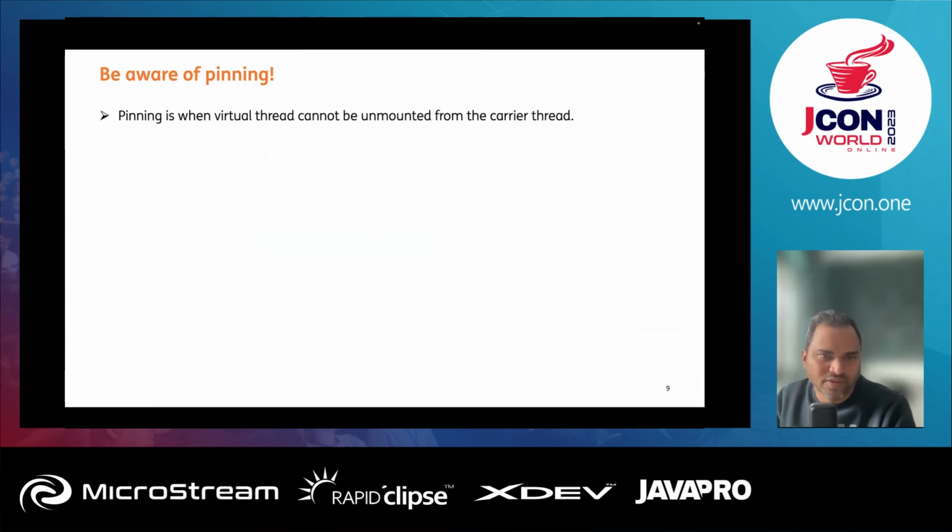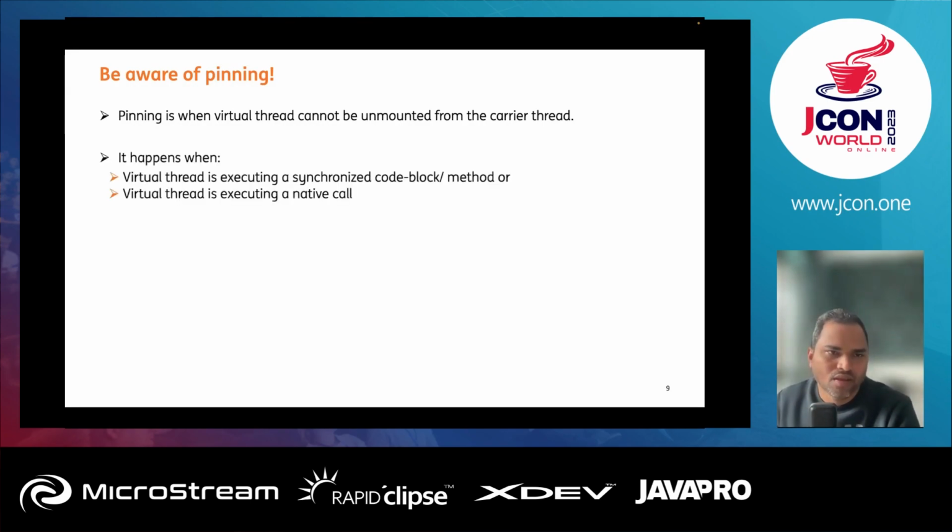In fact, you don't want them to be pinned for a really long amount of time, because if a virtual thread is pinned to the platform thread, the advantages of having a virtual thread are not there. It behaves just like a platform thread, and therefore there is no benefit of using a virtual thread. So when does it happen? It happens when a virtual thread is executing a synchronized code block or a synchronized method, or it is executing a native call.